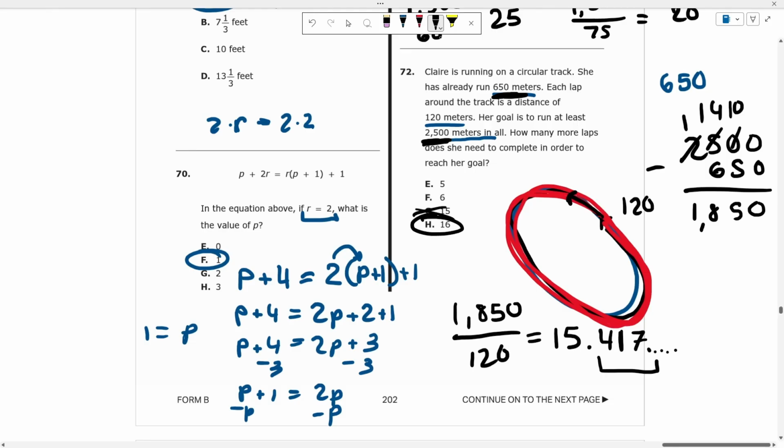She cannot run 15 laps because if she stops at 15 laps, she still has that 4.17 of a lap to go, which means that even though she can stop midway through when she ran 4.17 of that lap, she still needs 16 whole laps to complete her goal.